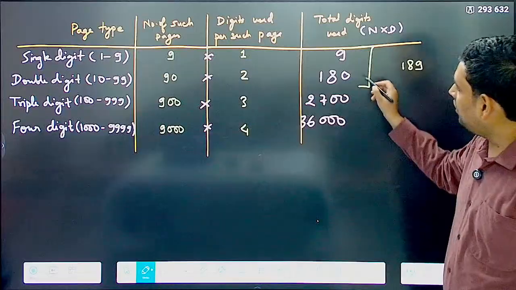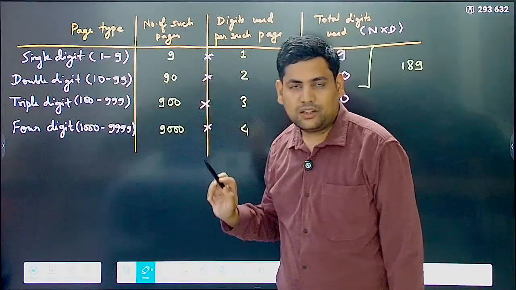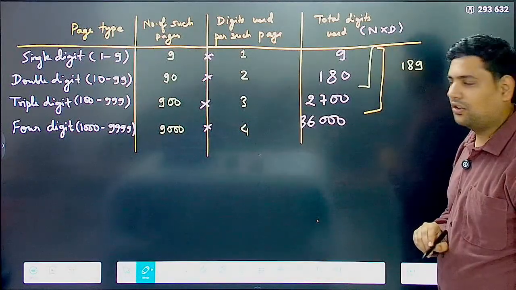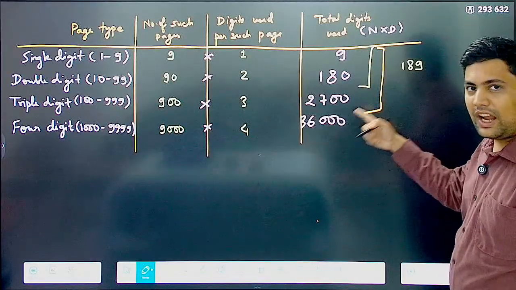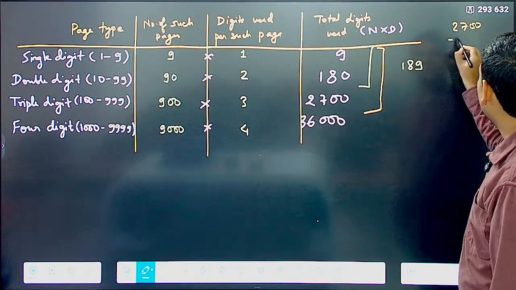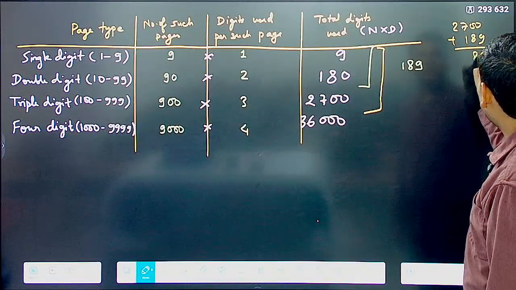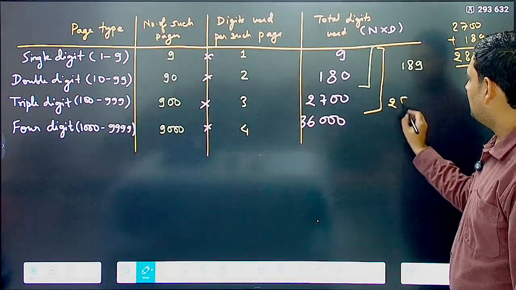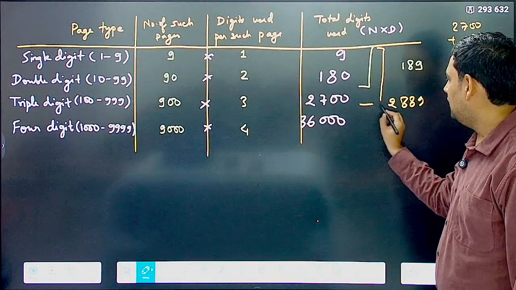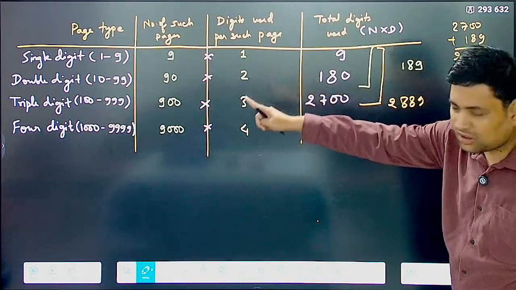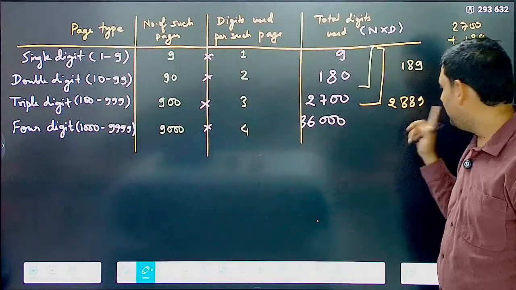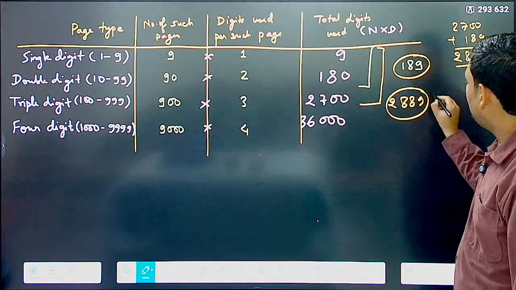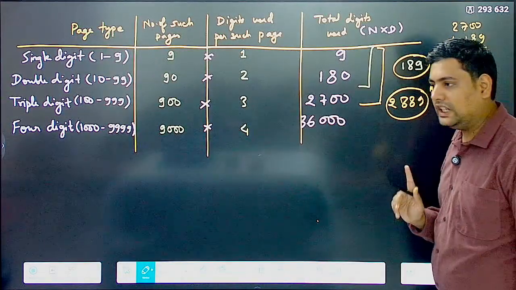Let's take another. So now if I have to count from 1 to 999, what do I do? I start from here and I count till here. So 189 was there and 2700 I'll add more. So 2700 plus 189, this becomes 2889. So from 1 digit numbers to 3 digit numbers I get 2889. Then similarly you can go forward. At least these two numbers you must remember, 189 and 2889.